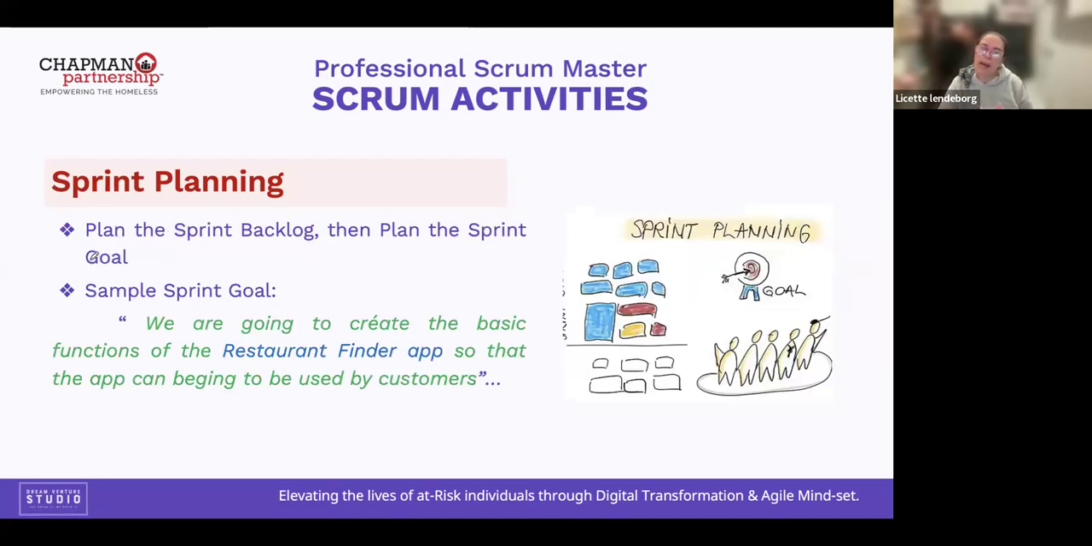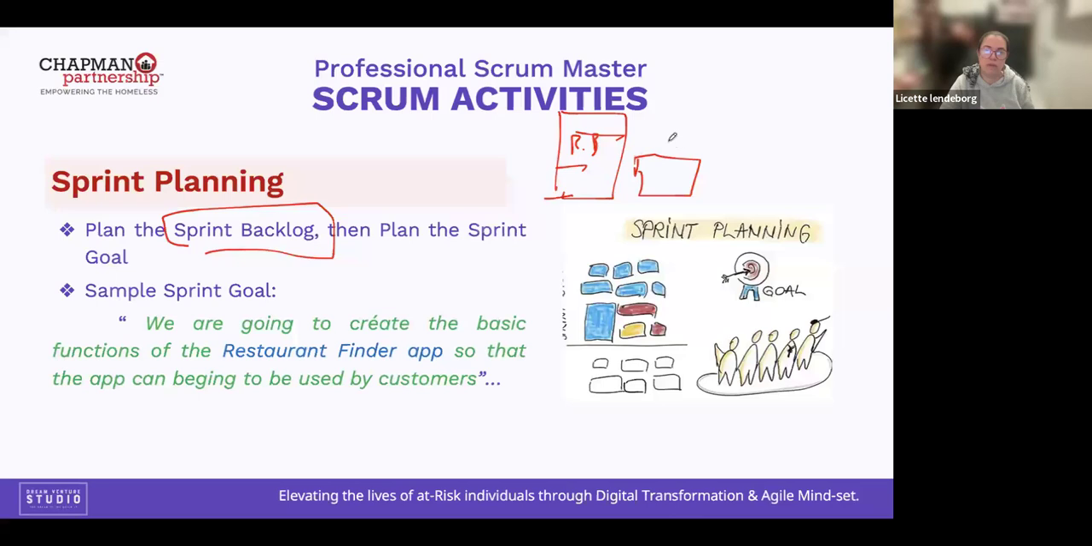So on the sprint planning, what we do is we plan the sprint backlog, right? What is the sprint backlog? It's a subset. Sprint backlog is a subset of the product backlog. Product backlog, sprint backlog.